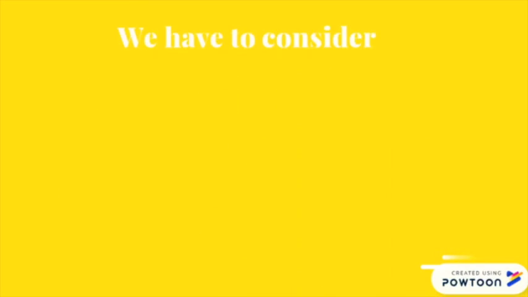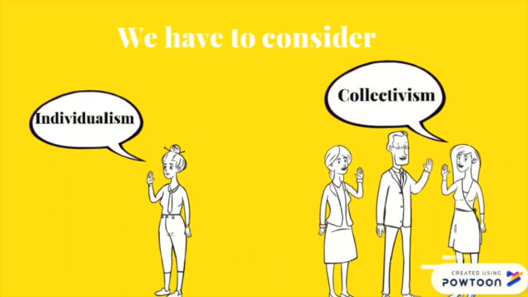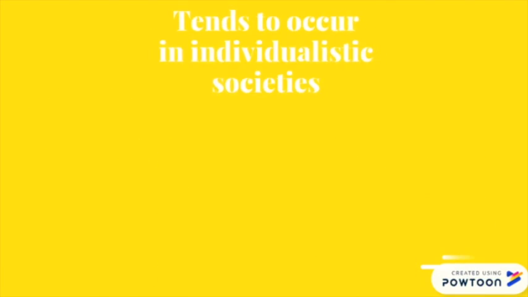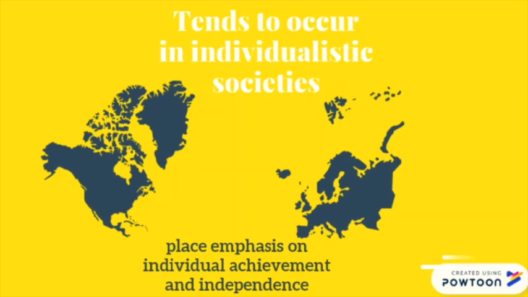we have to consider the difference between an individualistic and a collectivist society, which means that WEIRD samples find it difficult to understand the motives of other people and fail to recognize a combination of factors that determine behavior. It tends to occur within more individualistic societies such as North America and Europe, which place emphasis on individual achievement and independence.